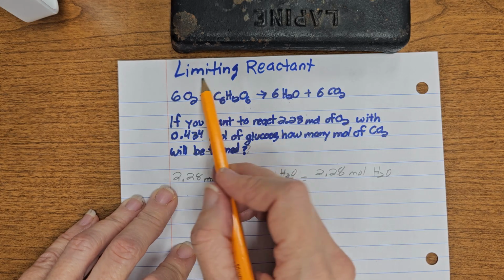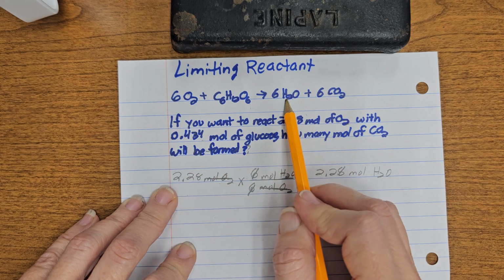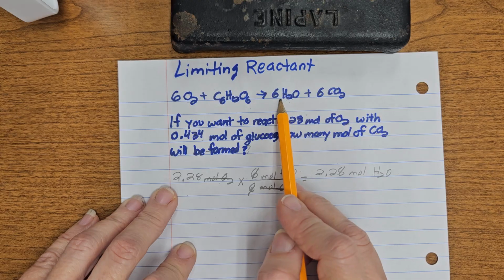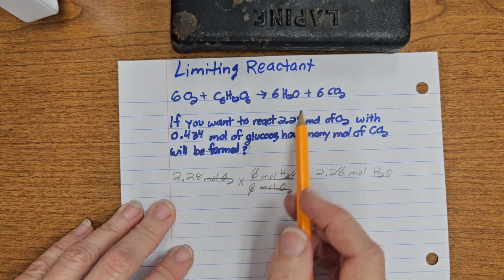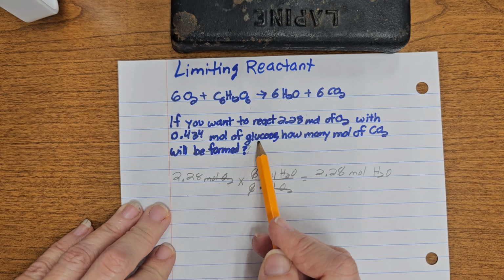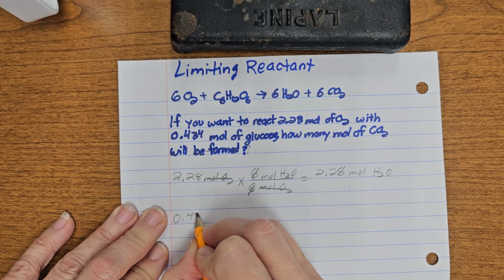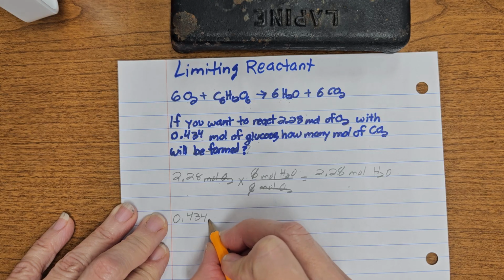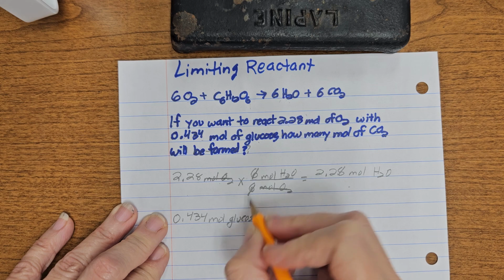That shouldn't really surprise you because I have the same number of moles of oxygen and the same number of moles of water. So however much oxygen I have, I'm going to make the same amount of water. Let's do the same thing again, but in this case, they gave me moles of glucose, so let's find out how much I can make with the glucose. I'm going to copy down my given from the equation, 0.434 moles of glucose.